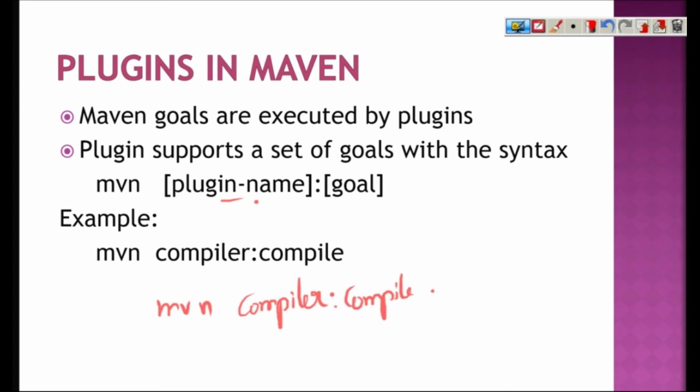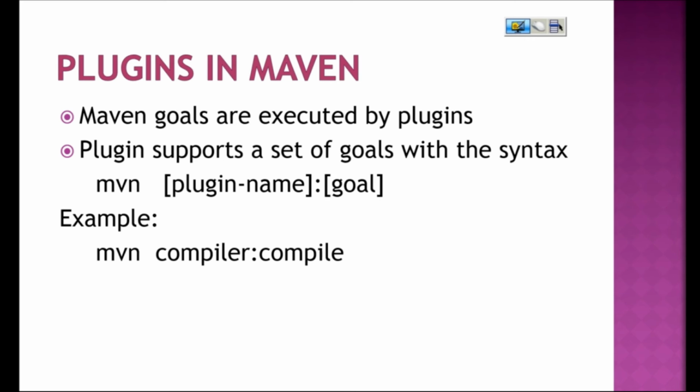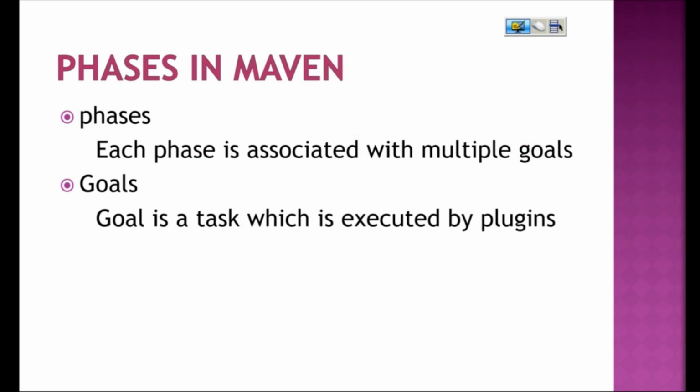So this is how we execute the command from the command line, so that the project source code will be converted into executable code. So this is how plugins work. This is the difference between phases, goals, and plugins. I'll repeat, plugins are nothing but which will execute the task, and a phase is nothing but a set of multiple goals, and each goal will be executed by a plugin.